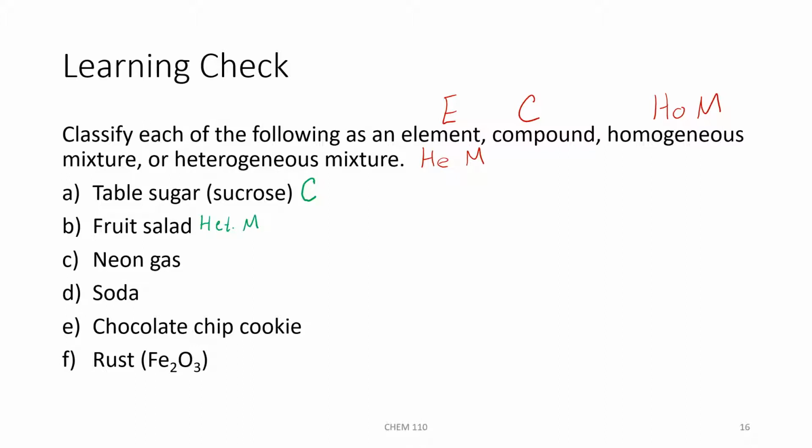Neon gas, neon is an element and it happens to occur naturally as a gas, and so that's going to be an element. Soda, that has one phase and it's made up of different compounds, so that's going to be a homogeneous mixture. A chocolate chip cookie, those chocolate chips are not always going to be perfectly distributed throughout the cookie, and so there's going to be phases, and that would represent a heterogeneous mixture. And something like rust, which is iron oxide, that's going to be a compound. It's made up of iron and oxygen in a fixed proportion by mass.